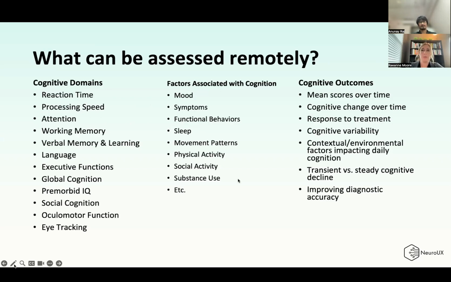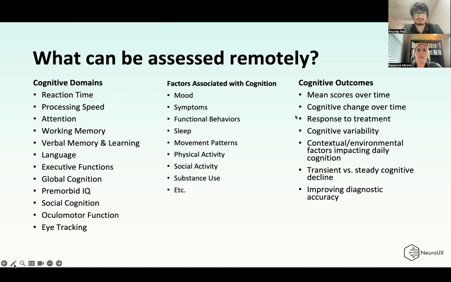So what can be assessed remotely? Well, pretty much anything right now. If we think about different cognitive domains, given advances in technology and thinking about smartphone technologies and wearables, we have the ability to assess all the traditional cognitive domains, as well as more fine-grained ways to assess reaction time and get at oculomotor function and eye tracking, and some of these other things we're not able to do with traditional neuropsychological testing. These can all be done now through remote methodology. And when I say remote today, I'm really referring to assessments that can be done through smartphones.